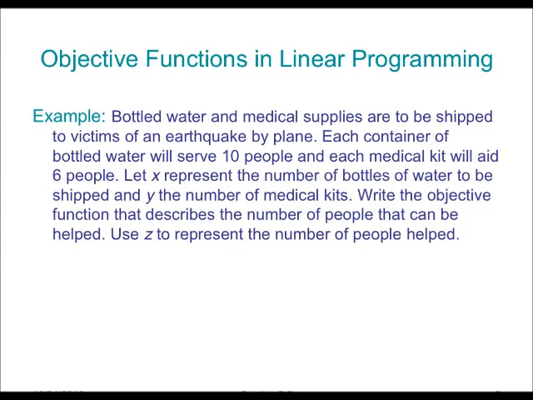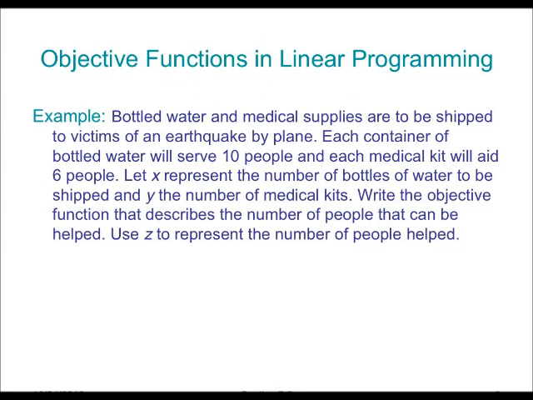Say, for example, we have bottled water and medical supplies that have to be shipped to victims of an earthquake, and they're going to ship them by plane. Each container of bottled water will serve 10 people. Each medical kit will aid 6 people. We're going to let X represent the number of bottles of water and Y the number of medical kits. So we've got bottled water and medical kits. Write the objective function that describes the number of people that can be helped.